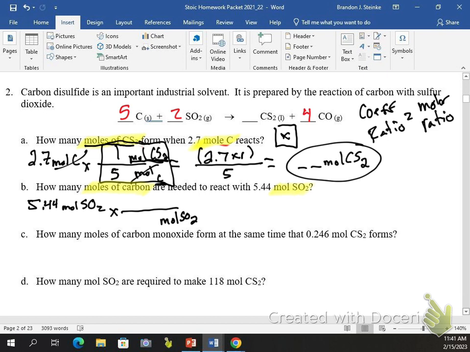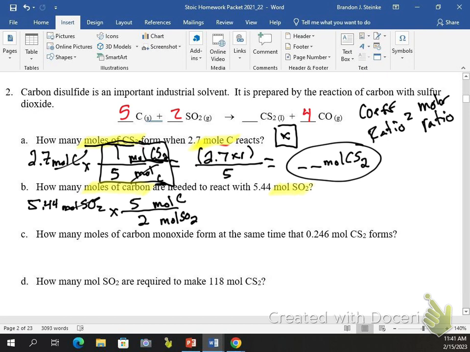Now, is there a quick way to get from moles of SO2 into moles of carbon? Is that a conversion factor that I know of? Yes, it is. From where? From my chemical equation. How many moles of SO2 do I have? Remember how we said that a coefficient is also a mole count? Did we just look at the reactant side? No, it can be any of them. I'm going to talk about that here in a second. What about moles of carbon? 5.